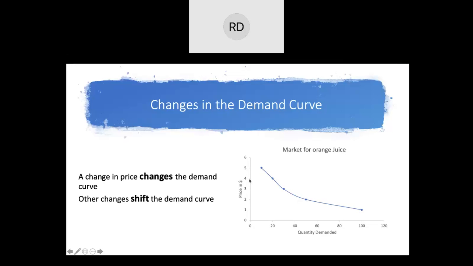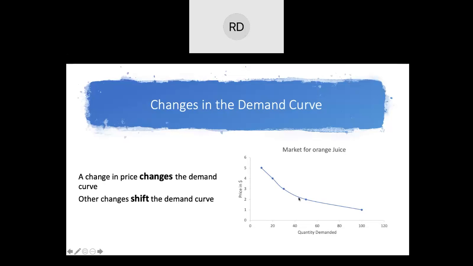And you see, from here to here, there is a change in price. We went from $5 to $4, so we have a change on the demand curve. We went from $4 to $3, we have another change on the demand curve. From $3 to $2, we have another change on the same demand curve, and that keeps going, and the same thing keeps repeating itself. Whenever we have a change in price, we have a change on the demand curve. But when we have any other change, we have a shift of the demand curve.